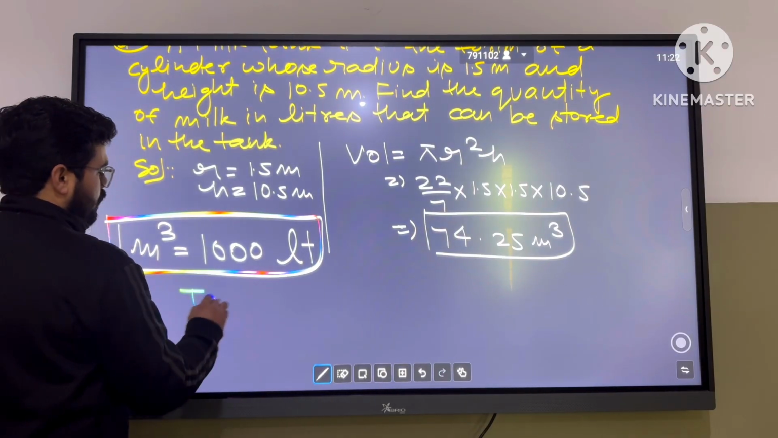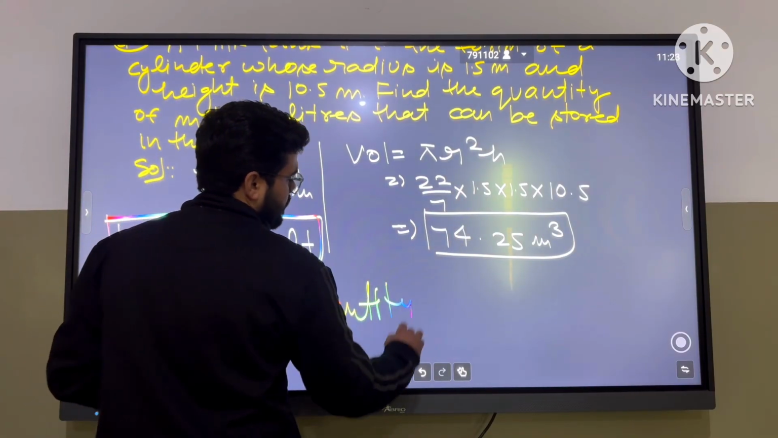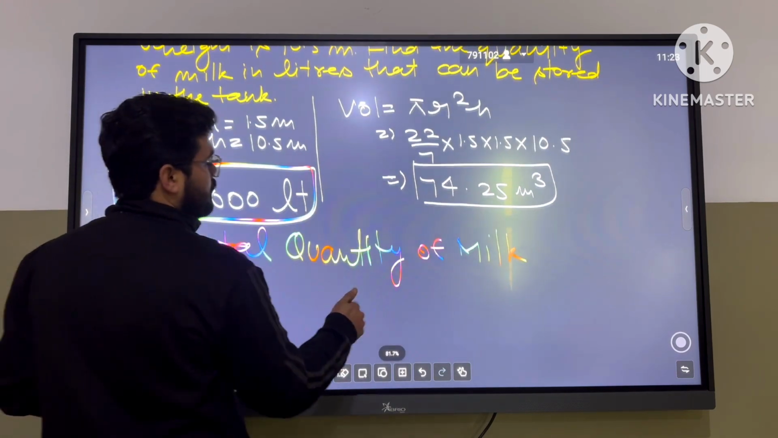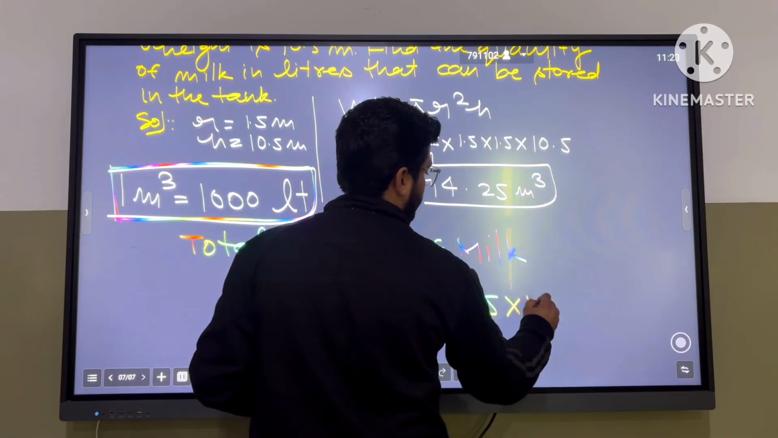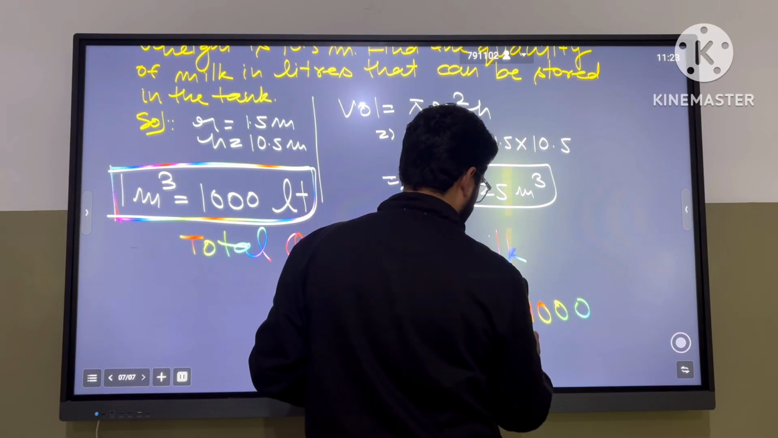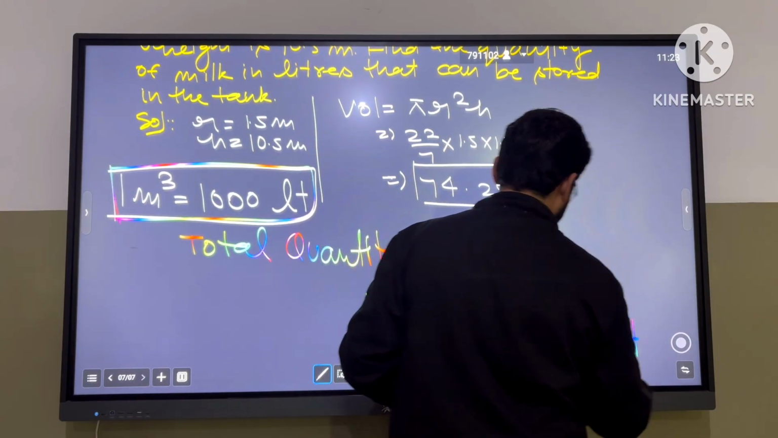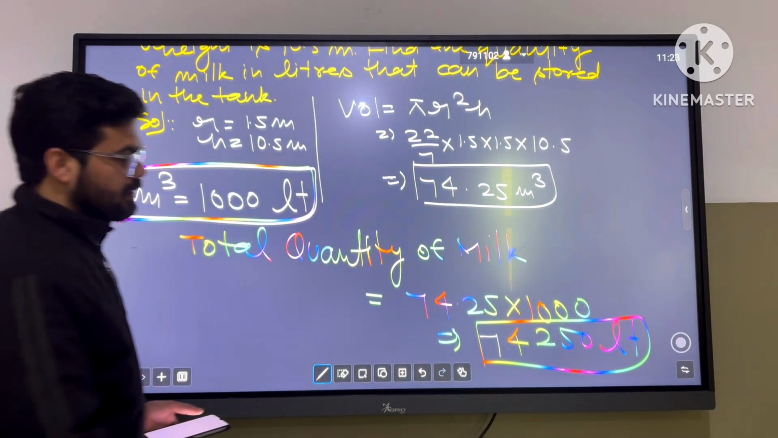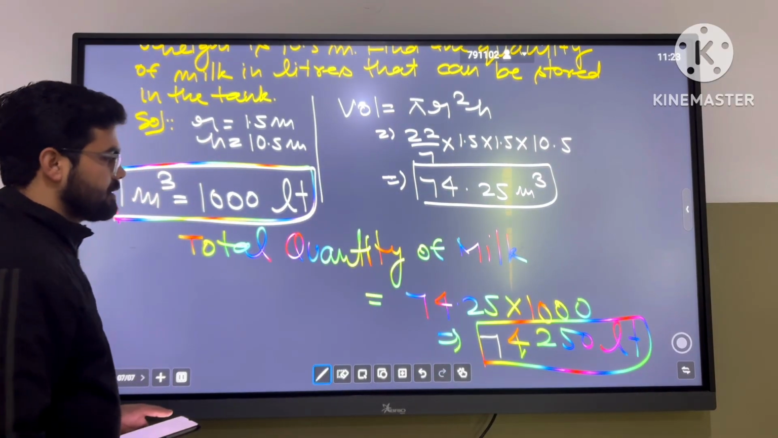So total quantity of milk is equal to 74.25 multiply 1000. Answer is 74,250 liters. So total quantity of milk will be 74,250 liters. Okay, dear friends.